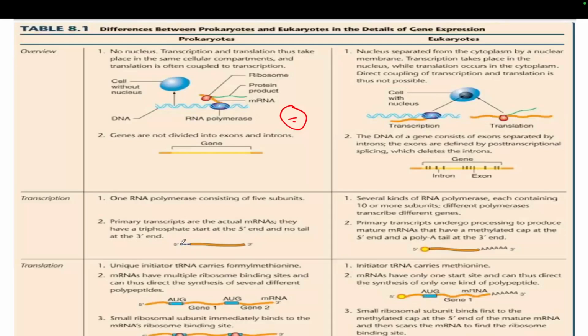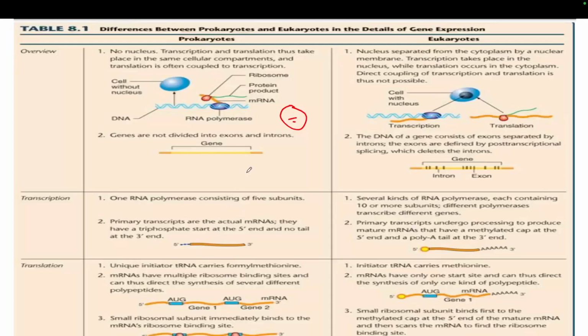This triphosphate itself works as a recognition site. Okay, and in the case of eukaryote, several kinds of RNA polymerase are there, each containing 10 or more subunits, and different polymerases transcribe different genes.